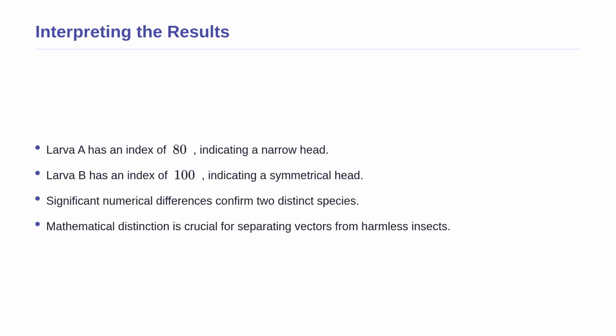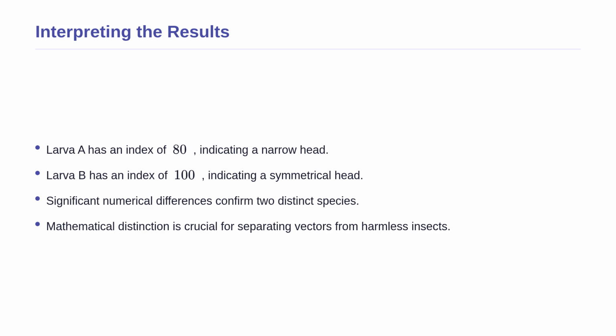Now that we have calculated the indices for both larvae, let us interpret what these numbers actually mean. We found that larva A has a cephalic index of 80, meaning it has a relatively narrow head. In contrast, larva B has an index of 100, indicating a perfectly round or square head. In practical taxonomy, this significant numerical difference confirms that these are two distinct species.